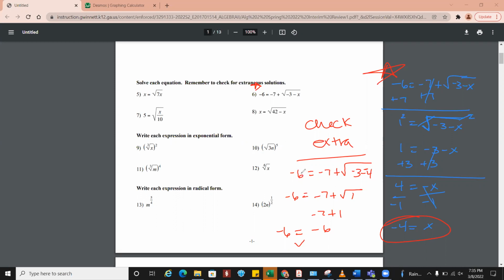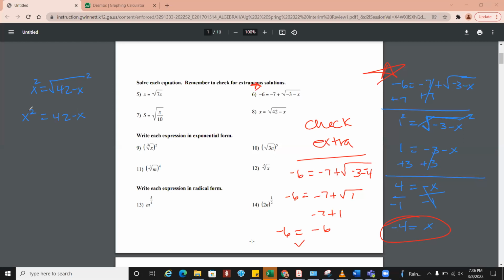Somebody also asked for number 8. So we're going to go over that one. So on 8, we've got x equals the square root of 42 minus x. We want x by itself. Well, it's kind of by itself, but there's also this other piece over here. And we've got the radical by itself as well. So in order to get rid of this radical, we're going to square both sides. When we do that, that's going to give us x squared equals 42 minus x.